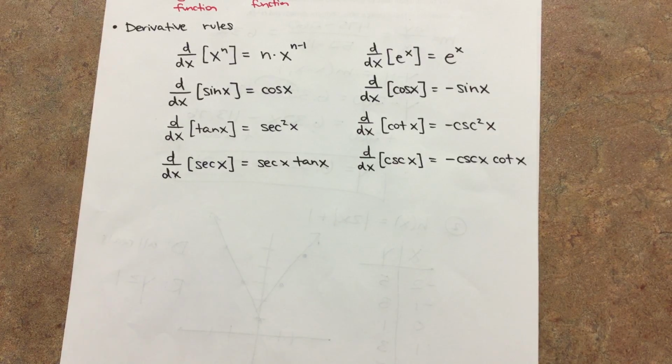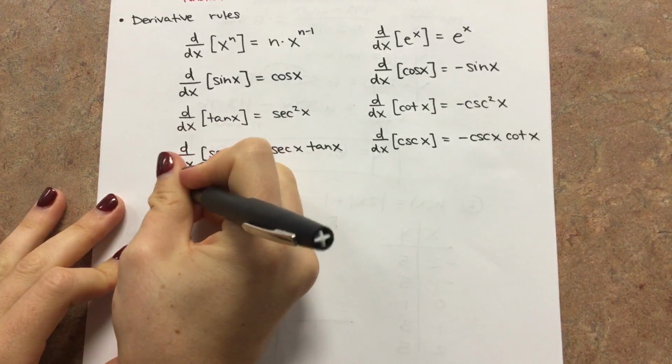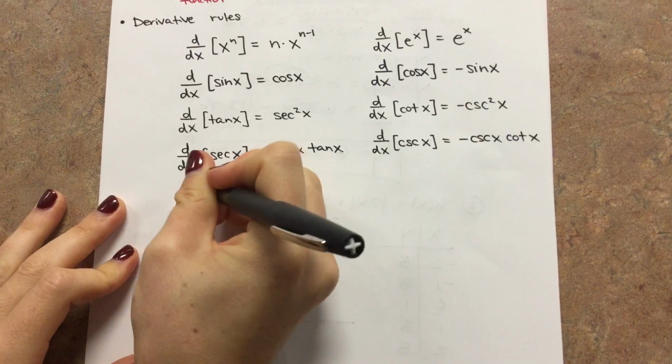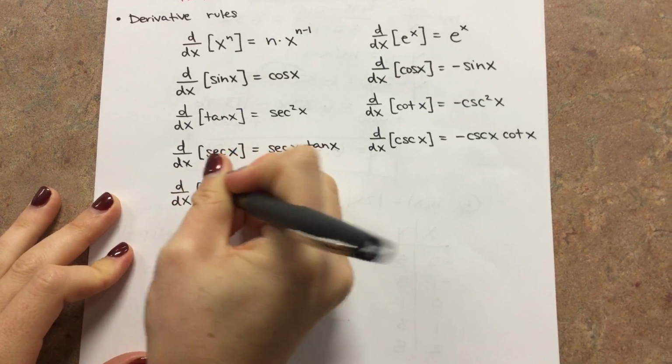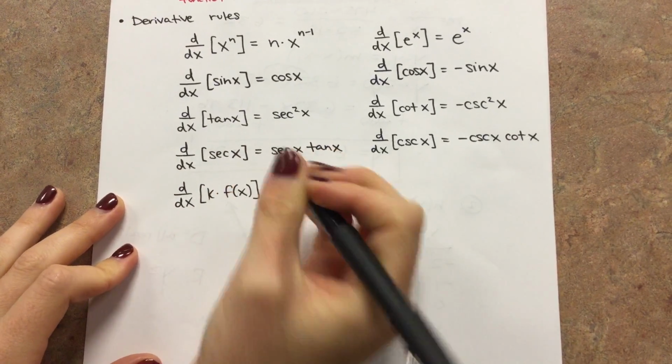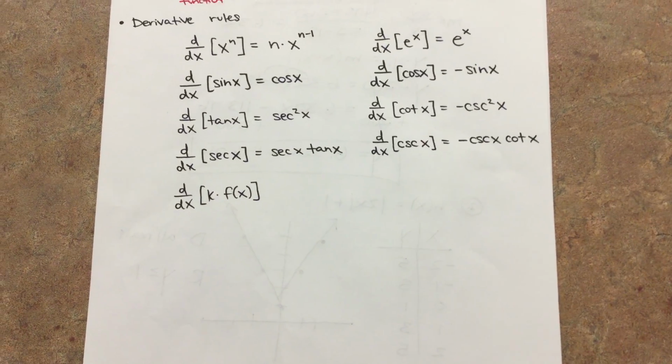And then we have 4 additional rules. We have a sum and difference rule, constant multiple rule, product rule, and quotient rule. So I'm going to write those down just in generic form with f of x and g of x. Okay, so constant multiple rule. Let's say that you had a constant k and then multiplied by a function. So that constant could be anything as long as it's a number.